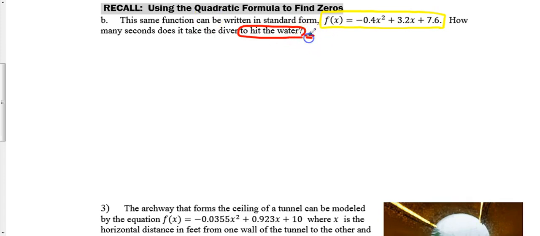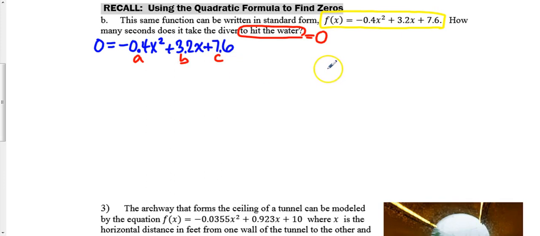And I'm hoping that even this action of circling water and saying that this equals 0 is bringing back that prior knowledge of water or ground equaling 0, and then if it gives us the model, we will set it equal to 0. 0 equals negative 0.4x squared plus 3.2x plus 7.6. I now know that I can identify from my prior knowledge skills A, B, C. And to solve this when it's set equal to 0, we will need to use the quadratic formula.